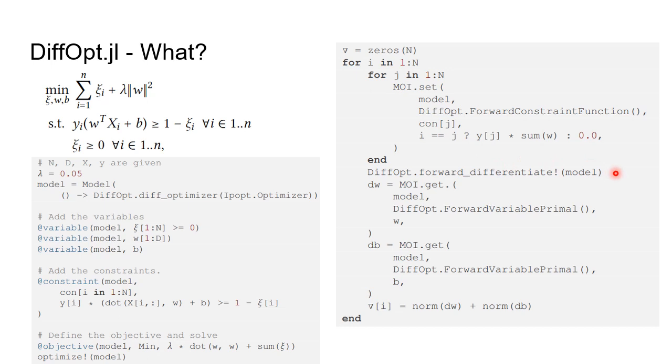Once you do that for the entire model, you can compute the forward derivative, and then you can query back the derivatives of both w and b with respect to y. Then in this case, we're just summing their norms into this vector over here, and then repeat for all the points in the data set. So in this case, we'll be querying one by one the derivatives of this point.